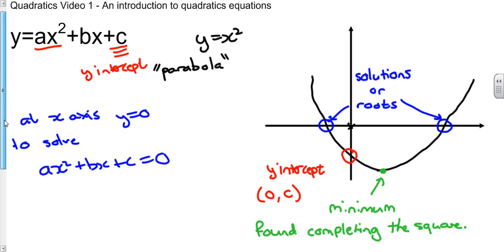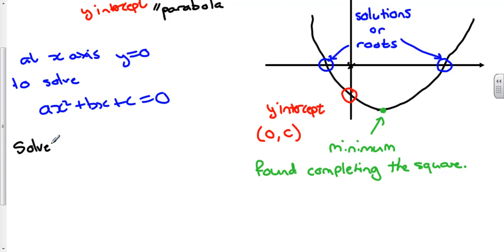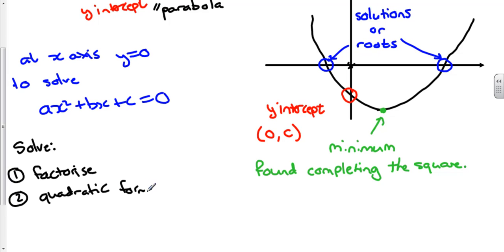Now the main task you'll be given in most quadratic questions is solving. So just to recap, if you're going to solve a quadratic and find these roots where the curve crosses the x-axis, you're going to be looking to either factorize, which I'll go into in another video. You might use the quadratic formula, which there'll be a video following this one, and you could also solve by completing the square. And again, we'll have a look at how to do that in another video.